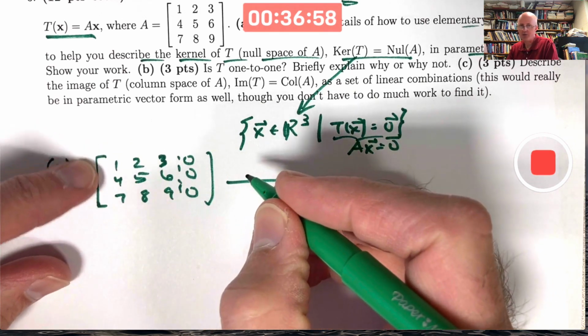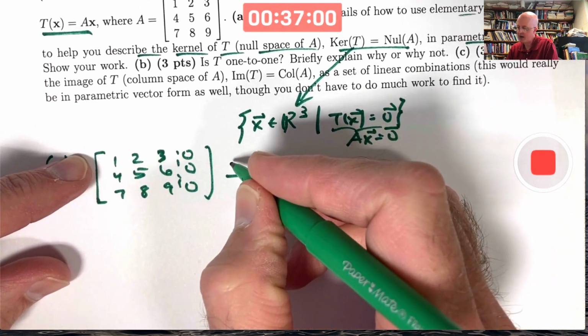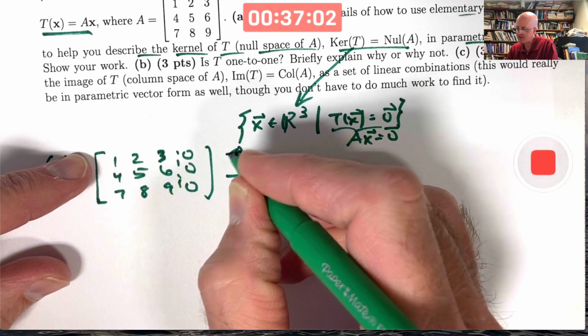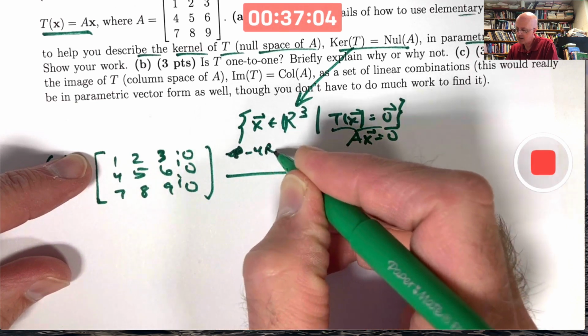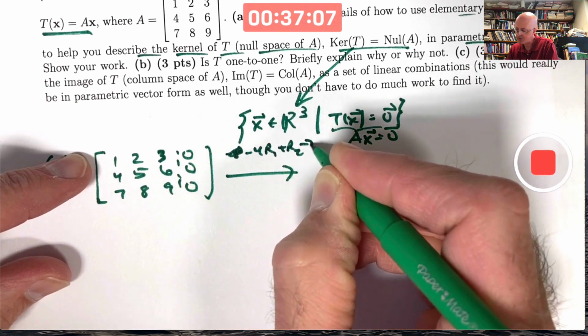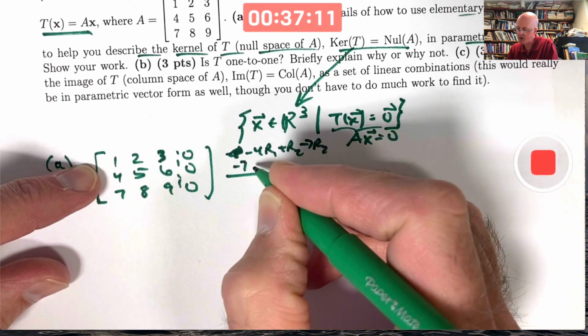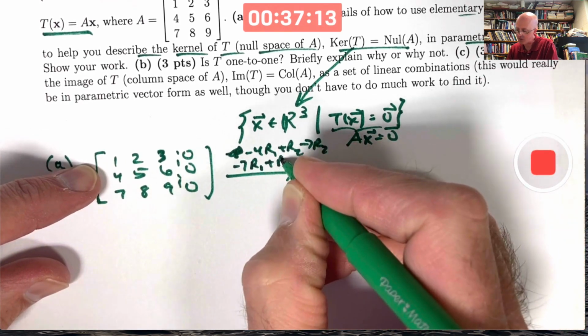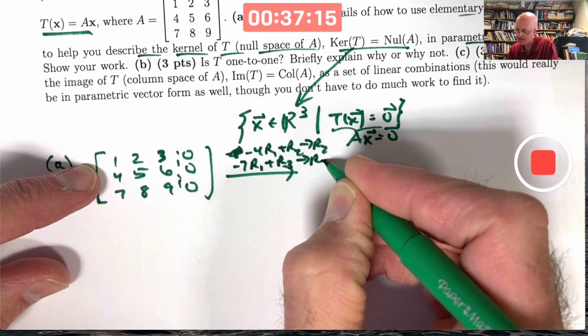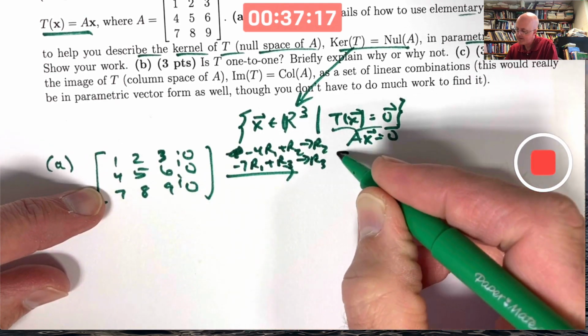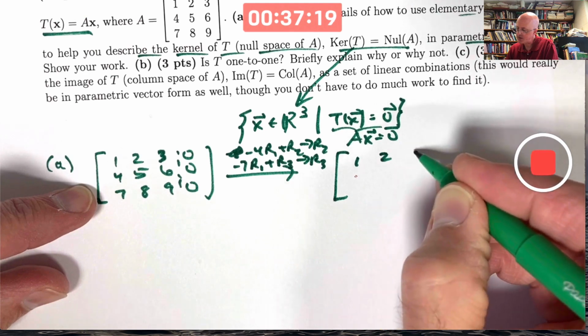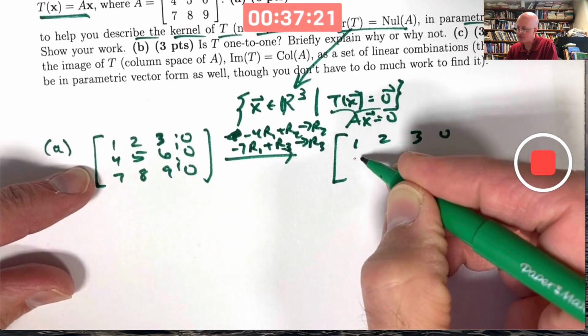I want to get zeros below the first leading one in the first row. Multiply row 1 by -4. Add it to row 2. Put the answer in row 2 to get a 0 there. And also multiply row 1 by -7. Add it to row 3 and put the answer in row 3 to get a 0 there. The first row is going to stay as is. I know I'm going to get zeros here and here.